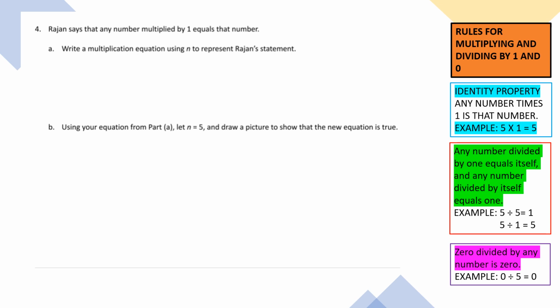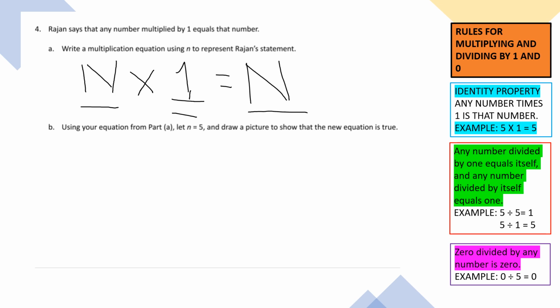So n times 1 equals n. So basically you're saying that any number, n is any number, multiplied by 1 equals that number.